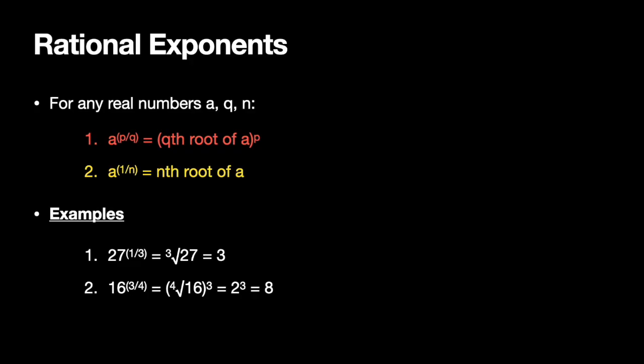And secondly, 16 to the power of 3 divided by 4. So in a similar fashion, we can take the qth root of a raised to the power of p. In this case, q is equal to 4 and p is equal to 3. So we can raise the fourth root of 16 all to the power of 3. So in this case, the fourth root of 16 is 2, and 2 to the power of 3 equals 8.